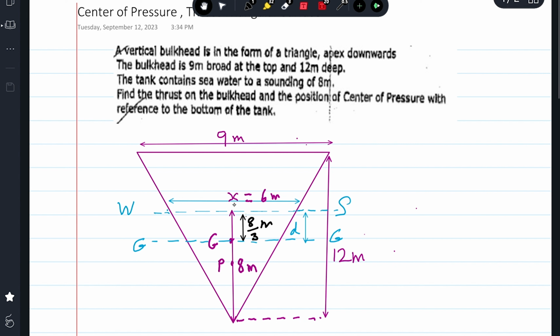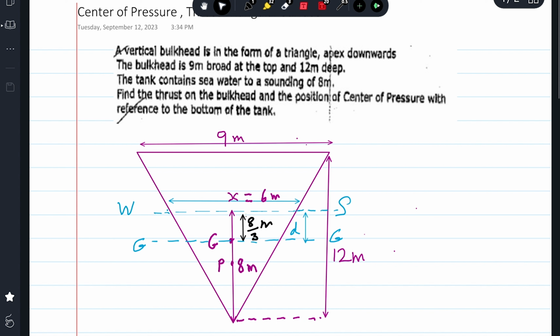A vertical bulkhead is in the form of a triangle apex downwards. The bulkhead is 9 meters broad at the top and 12 meters deep. So this 9 meter is the base of the triangle and depth is 12 meters. The tank contains seawater to a sounding of 8 meters.